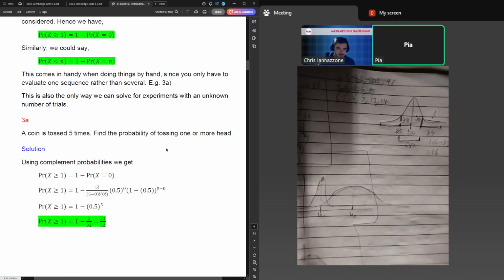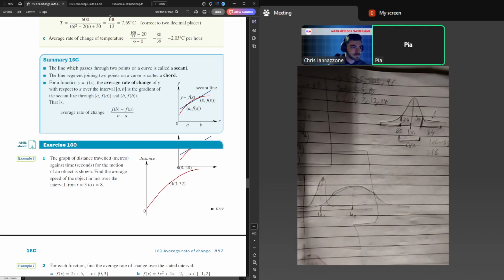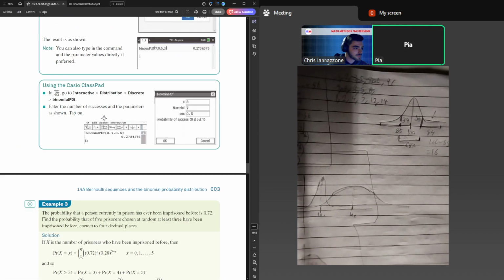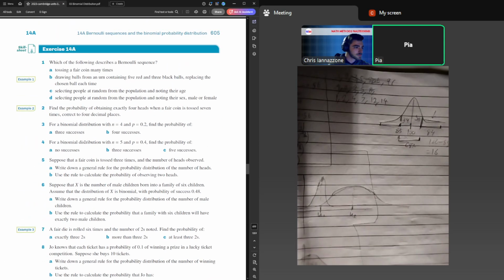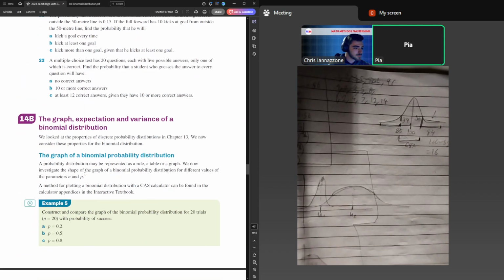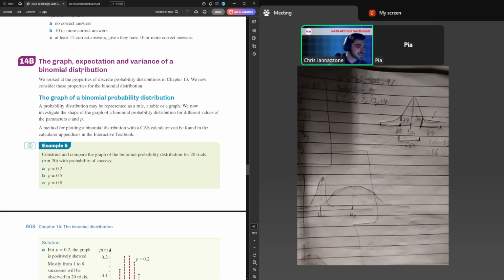It was like 14B, seeing if it's positively skewed and just the mean, variance, standard deviation. Okay, cool. So it's the one bit that I didn't mention, which was all the statistics. Got it. Okay, cool. Let me pull those out.